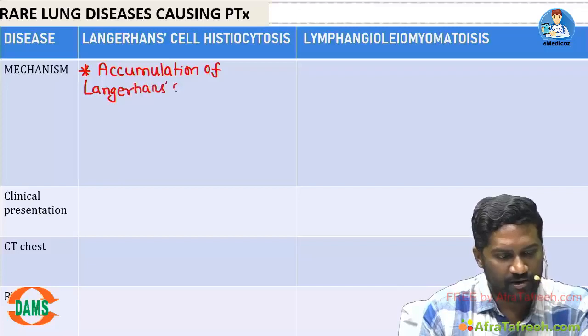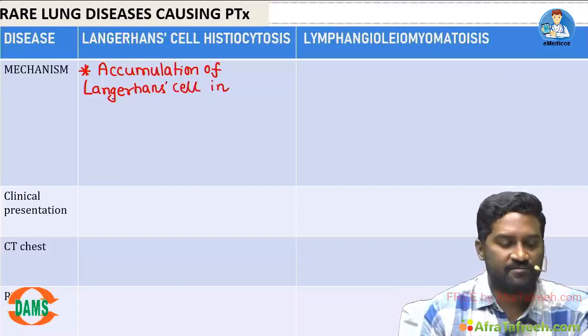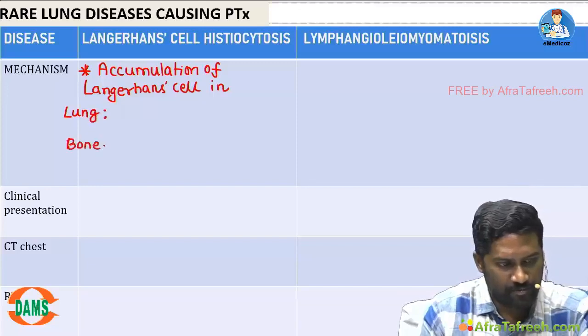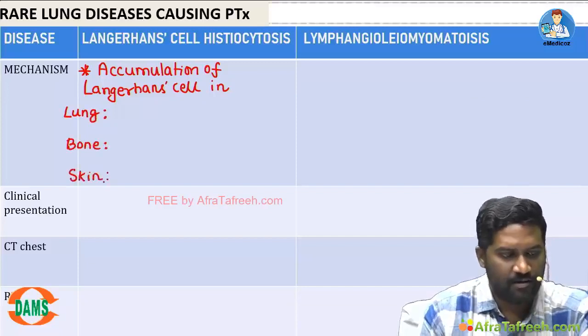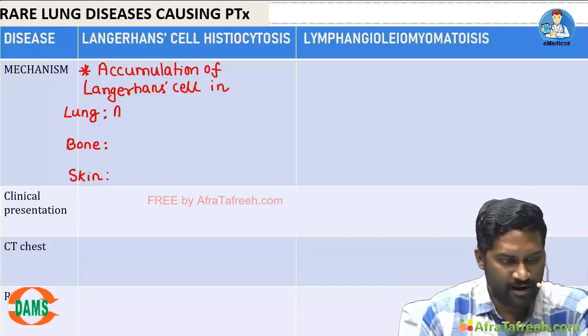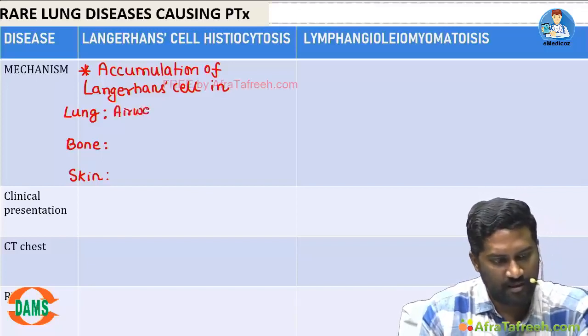Abnormal accumulation of Langerhans cells in various parts of the body. It can get accumulated in the lung. It can get accumulated in the bone. It can get accumulated in the skin. Because of accumulation in the lung, there will be damage to airways.